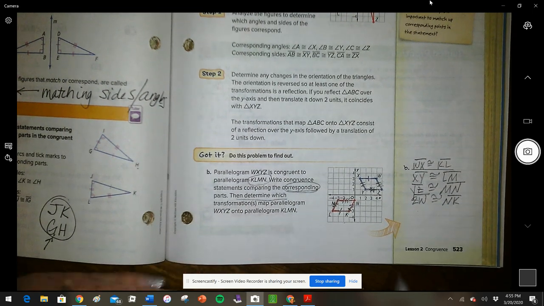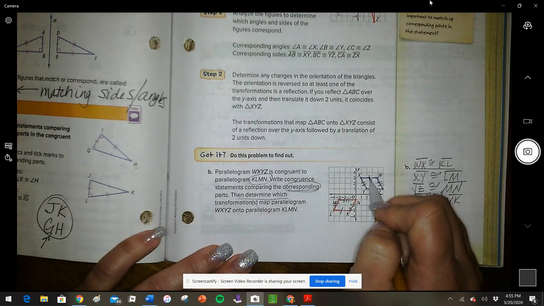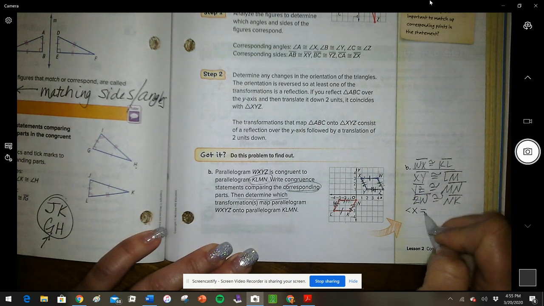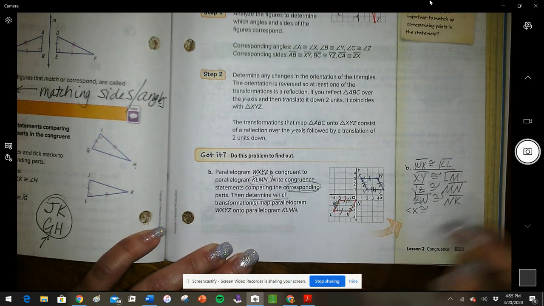Okay. And then of course we have all these angles. And so the other thing that you can do, in between side 1 and side 2, is angle X. So we know that angle X is congruent to the one that's between the 1 and 2. So that was angle L.